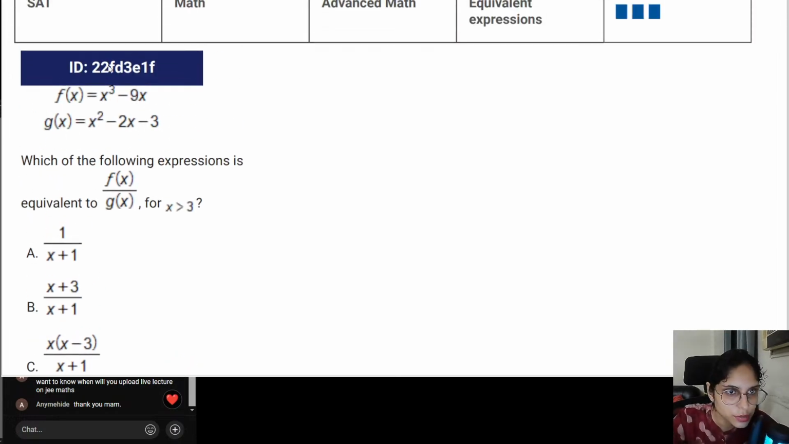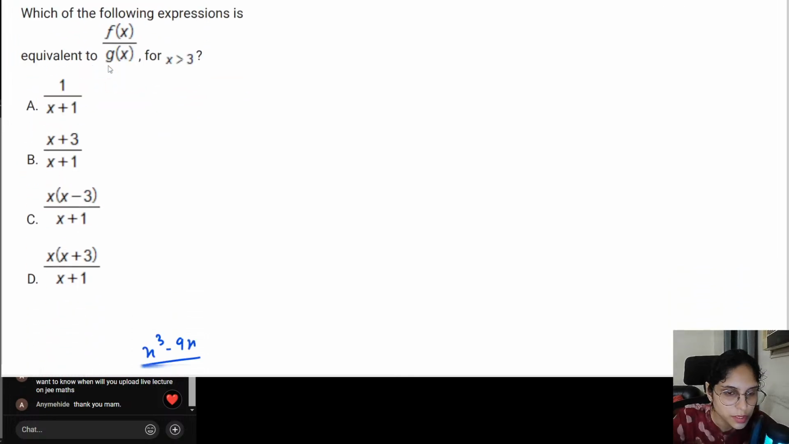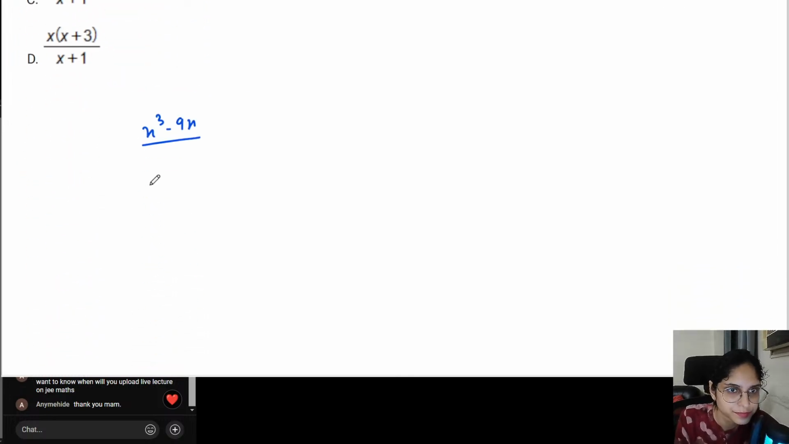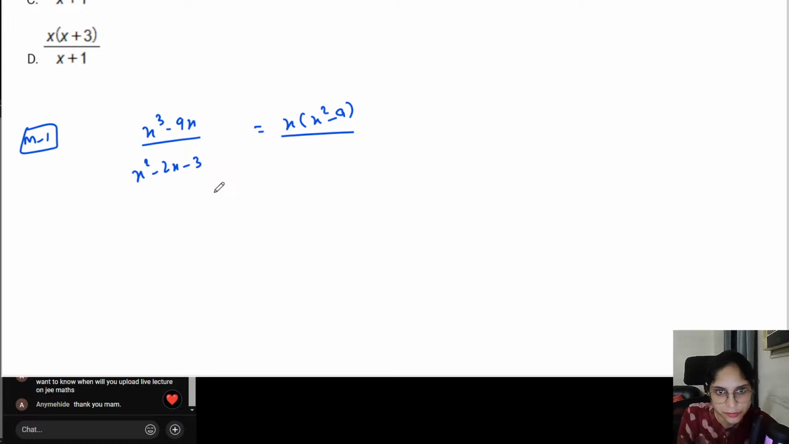X cubed minus 9x over x squared minus 2x minus 3. Here you can take x common. This is x squared minus 9. Here you want 3, so it's going to be 3 and 1. 3 is going to be negative. 1 is going to be positive because we want negative 2.